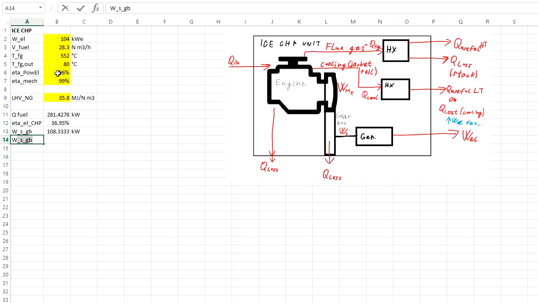Then we can get the mechanical power output of the engine, which is the work at the gearbox output divided by the mechanical efficiency, and this is the mechanical power output at the engine outlet. And we can also get the thermodynamic efficiency of the cycle, which will be this value divided by the heat input.